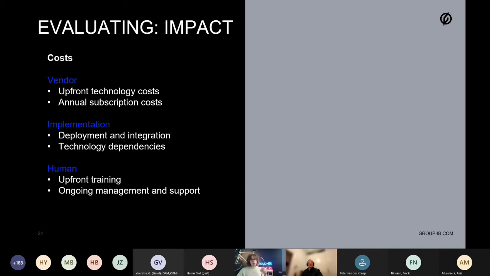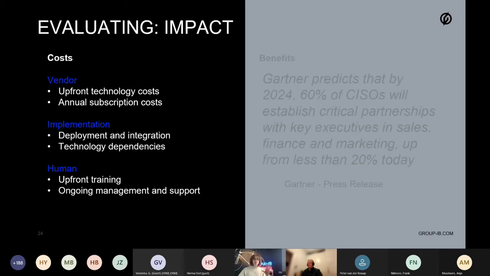Then implementation. How much does it cost for me to install it and get it working with all of the other technologies? And if I'm integrating this with other things in my ecosystem, do they need to be upgraded to a certain level? And finally, human: how many people will it take to manage and use this service? Do they require training? Will there be an ongoing cost to keep up this level? And that's probably the easy bit.